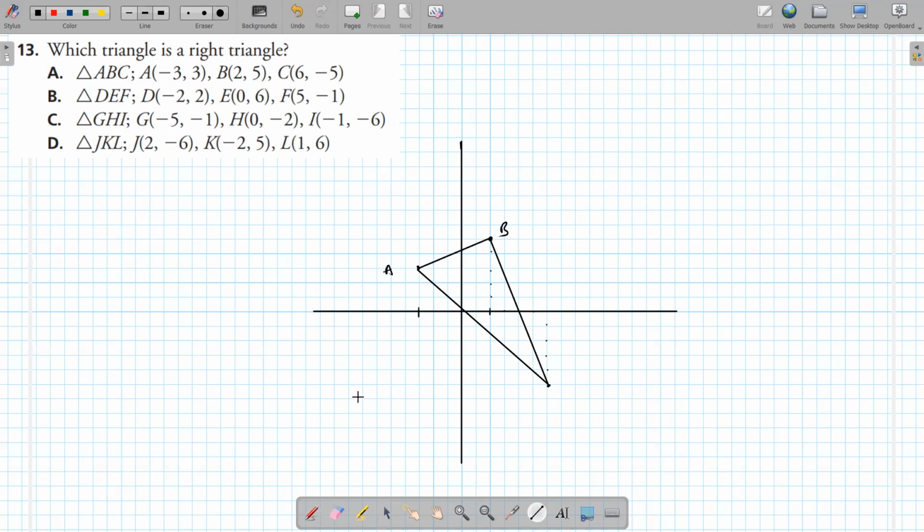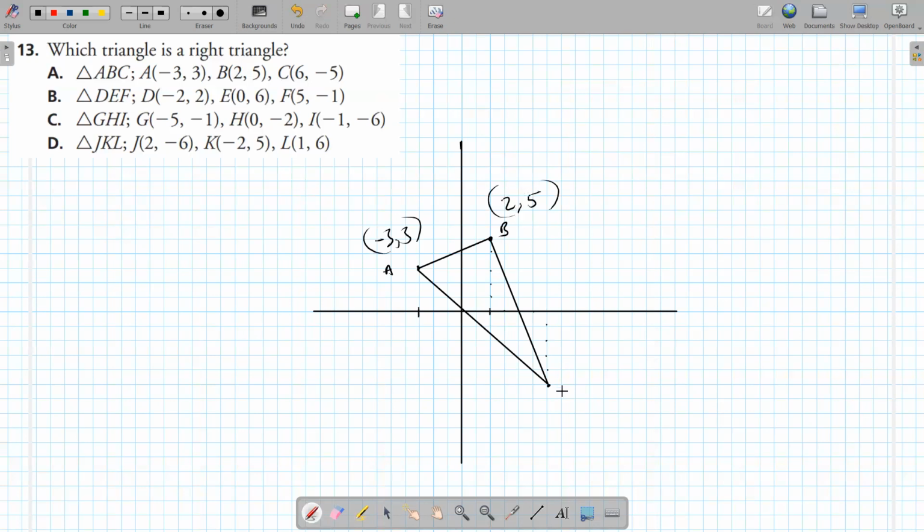Kind of does, right? Kind of does. So how do we actually prove it? Because it could be 89 degrees, it could be 91 degrees. A right angle means it needs to be exactly, precisely 90 degrees, right? A is negative 3, 3.